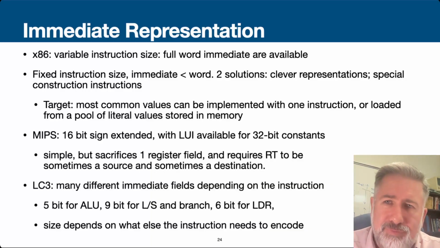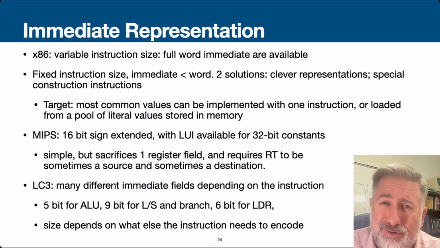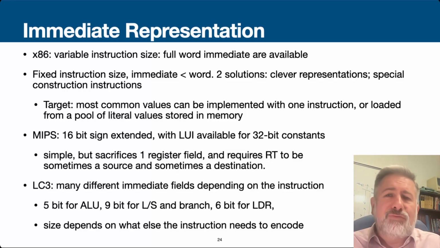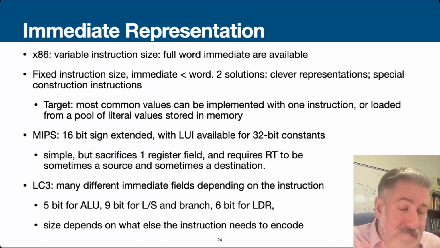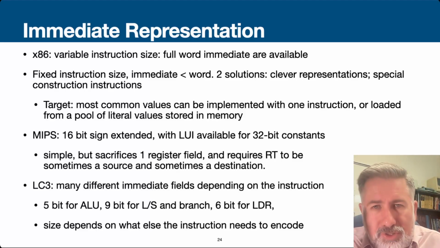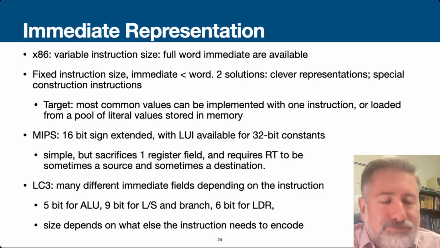LC3 does things a little bit differently. It has a lot of different immediate fields depending on the instruction that you're executing. ALU immediate fields are 5 bits long, tiny, right? 0 to 32. Load stores are 9 bits long. Branches are 6 bits long. Loads and stores and branches are 9 bits long. Load register are 6 bits long. So there's lots of different sizes of immediate values depending on what you're doing. That means that you get the most sort of access, the best.